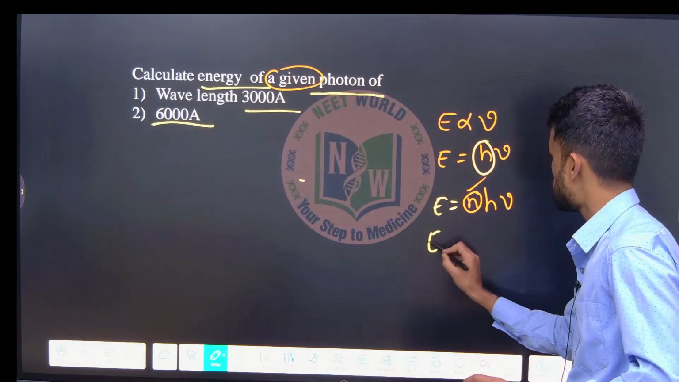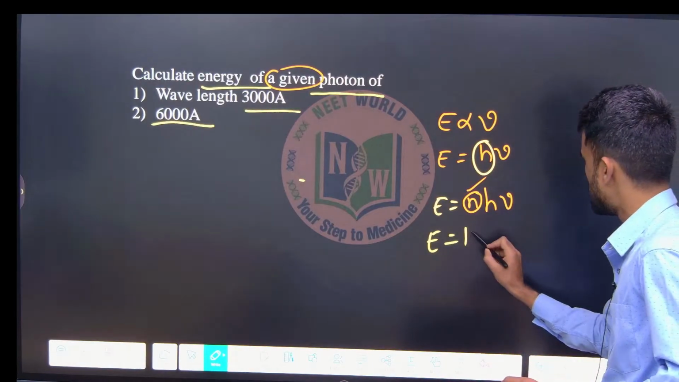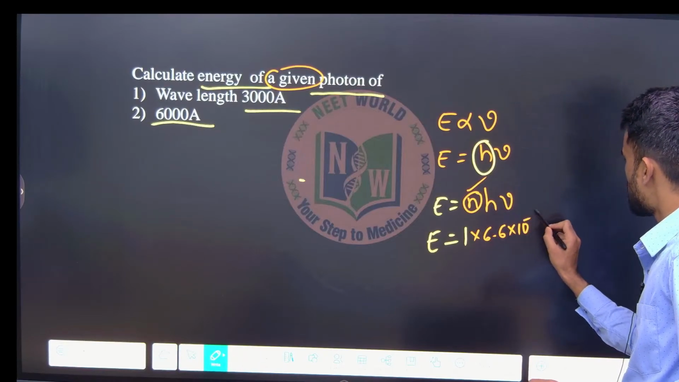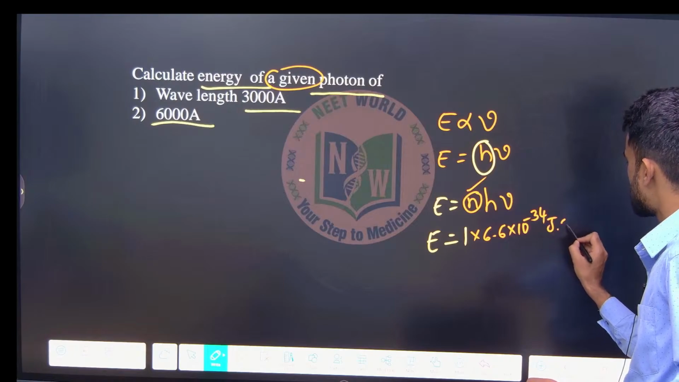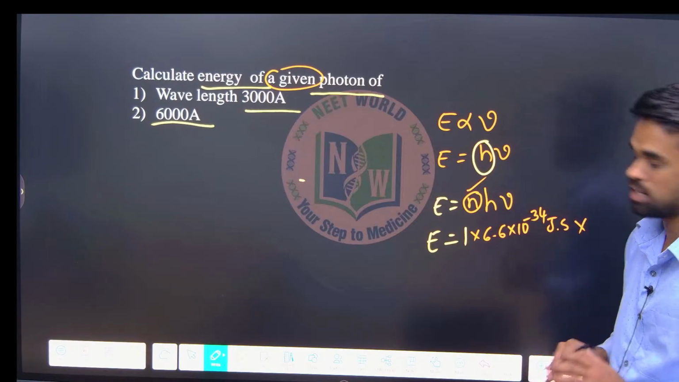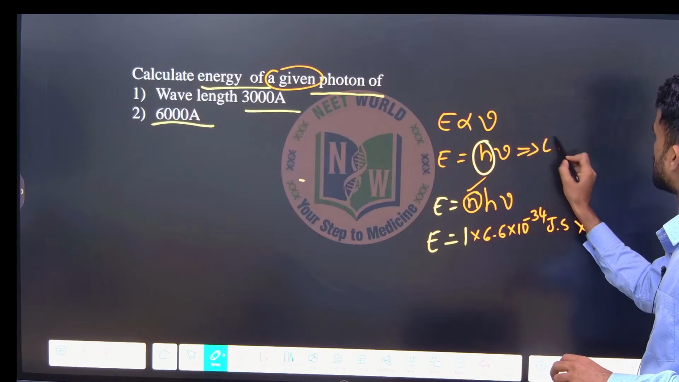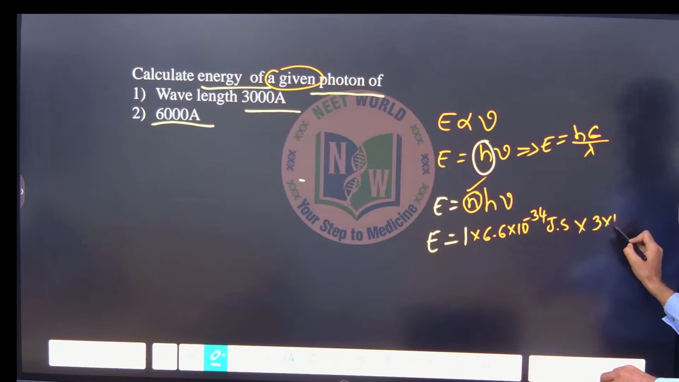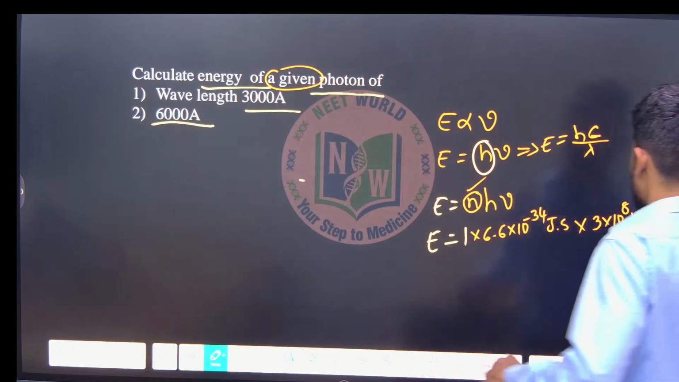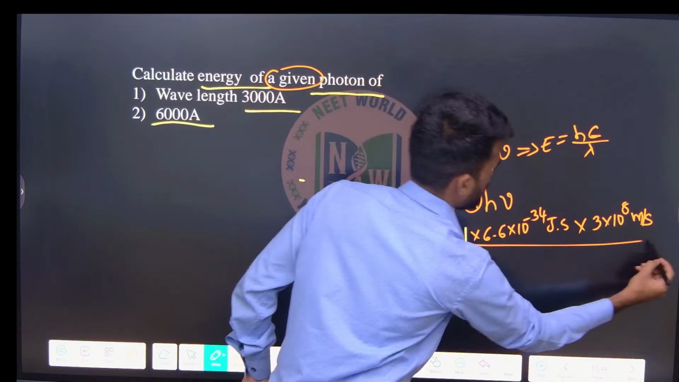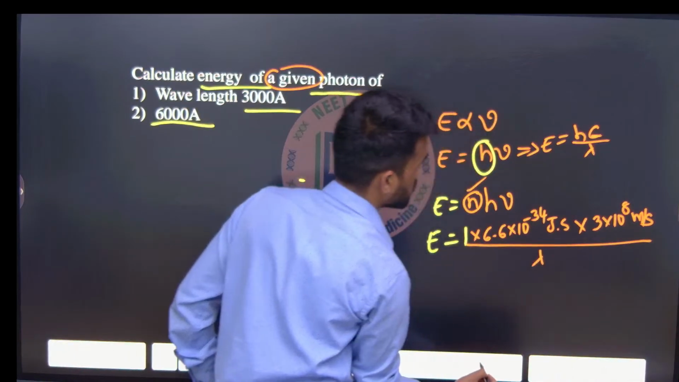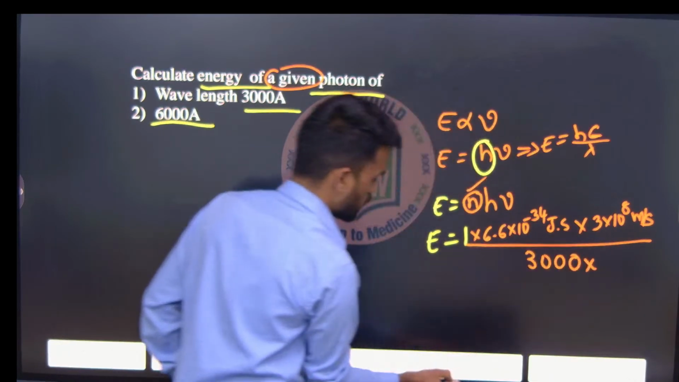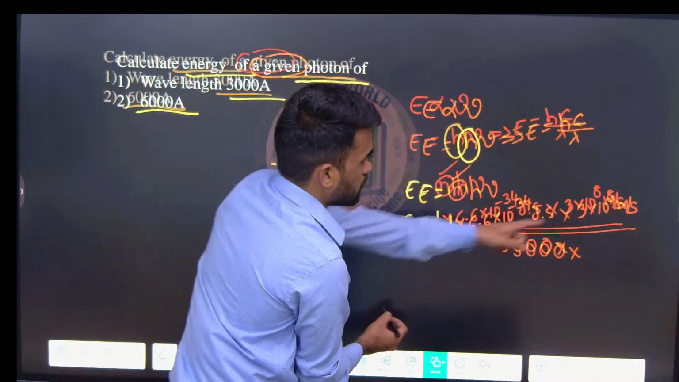So here they are saying 1 photon, you just take it as 1 into Planck's constant, 6.6 into 10 power minus 34 joule second. Frequency they haven't given. Now in the place of frequency I can write E = hc by lambda. c is the speed of light, meter per second, and in the denominator it should be lambda. What is the lambda value they have mentioned? 3000 angstrom.